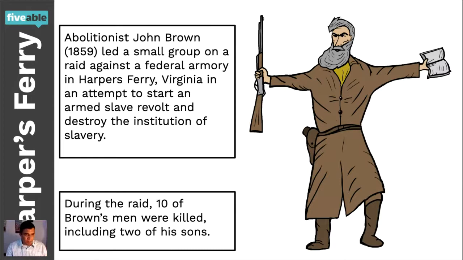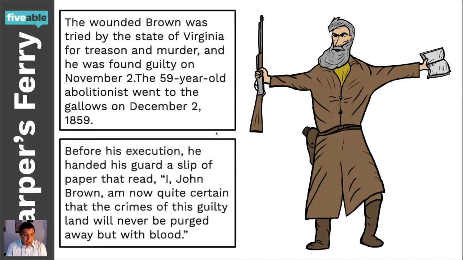And he tries it. He goes with his sons. He goes with a bunch of men, and they try to storm Harpers Ferry. Well, the revolt fails. During the raid, 10 people are killed, including his 2 sons. John Brown is shot, and he doesn't die, but he's brought to trial. And so they capture him and say, look, why did you do this? Why did you try to give weapons to slaves? And he's found guilty of it, and he's going to be hanged for his crime.